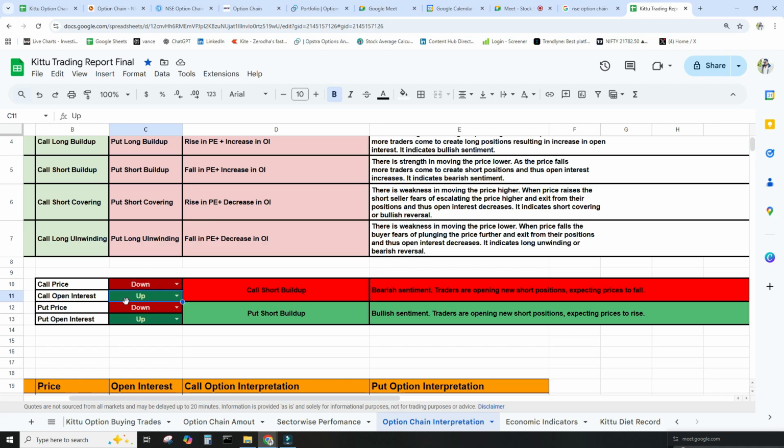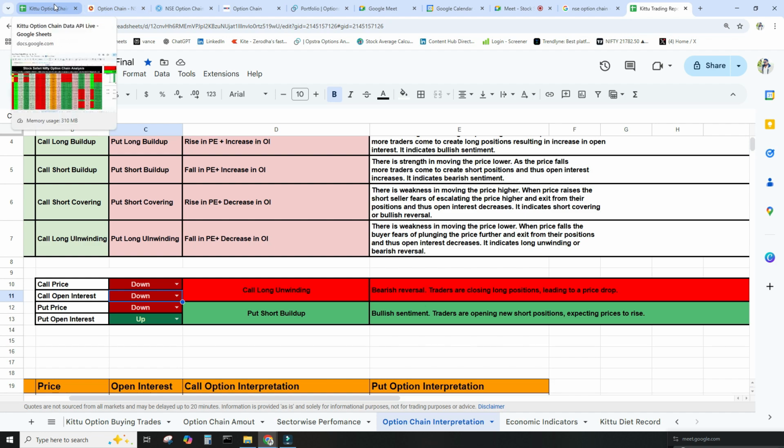So again, if the price is dropping and open interest is increasing, that means the sellers are expecting the prices to go much lower, so at the same LTP they are putting short positions in the market. And we can also see one more scenario here. If the price is falling and open interest is also falling, we can see call long unwinding. That means traders are closing all their long positions. They might be seeing some huge drop in the Nifty prices.